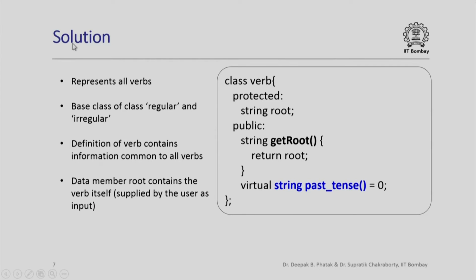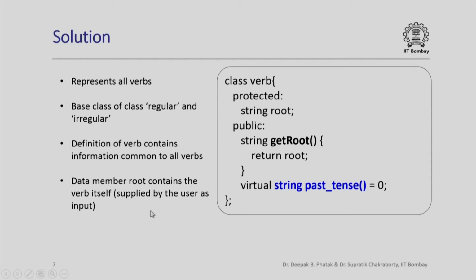So as a programming solution, we are going to have a class verb which is going to represent all verbs, but as we just saw in the last slide, it does not make sense to just talk about a verb. We are going to talk about regular verbs or irregular verbs for purposes of generating past tense. So while we are going to have this class verb, it would be good to have this as an abstract class. We do not really want to instantiate an object of the class verb.